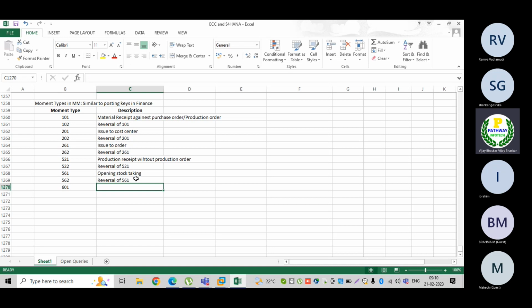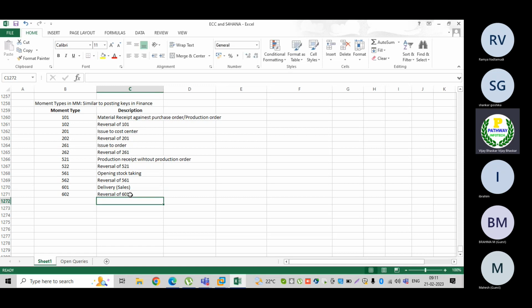Then 601. 601 is the delivery. Where does delivery come into the picture? Delivery is part of sales. I sold the goods and I want to deliver the goods to the customer. Then 602 is the reversal of 601.